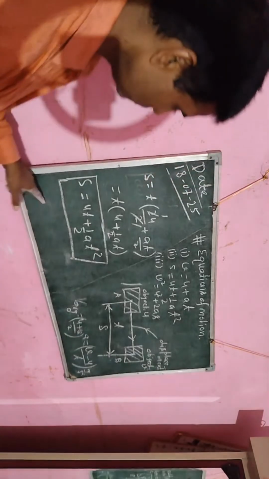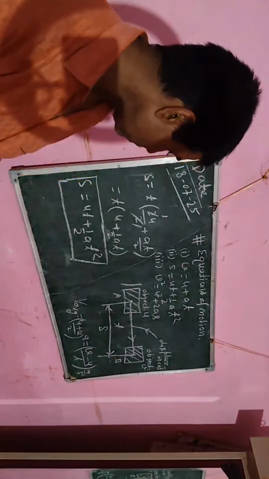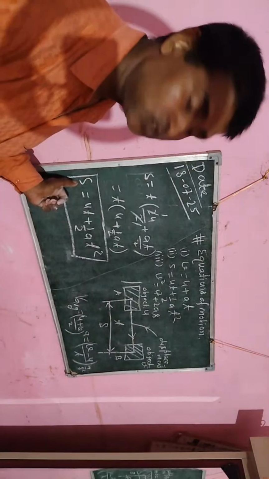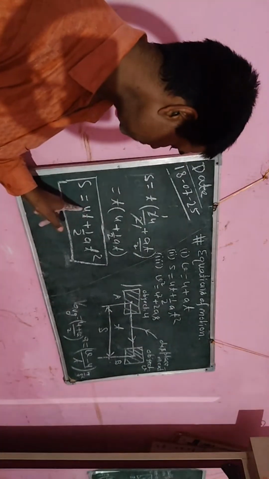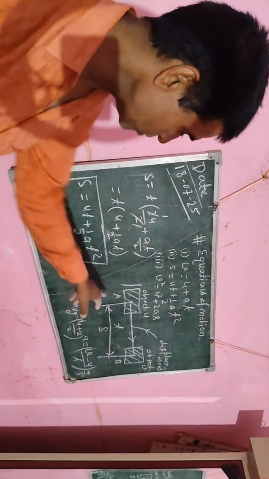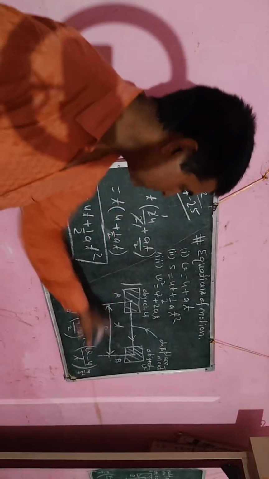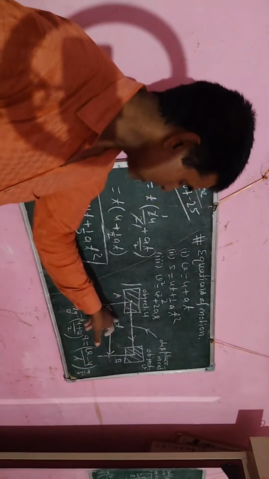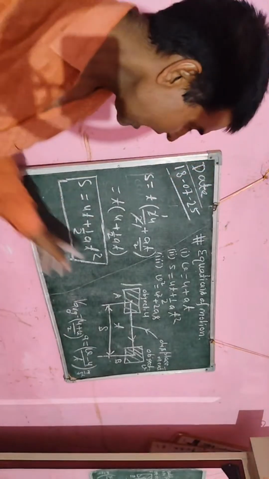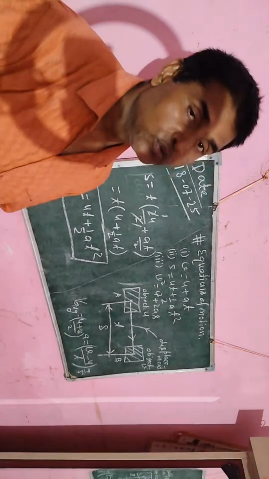This is the second equation of motion, and we have to know it clearly. Here s denotes displacement, u denotes initial velocity, and t denotes the time interval from point A to B. And a is the acceleration from point A to B, over the same time interval t. These are the information, and I have to use them from the figure to get the values.